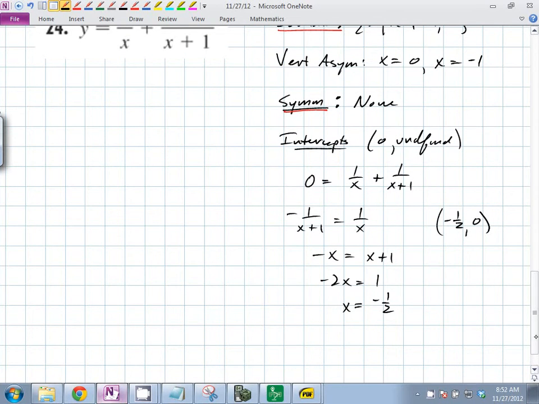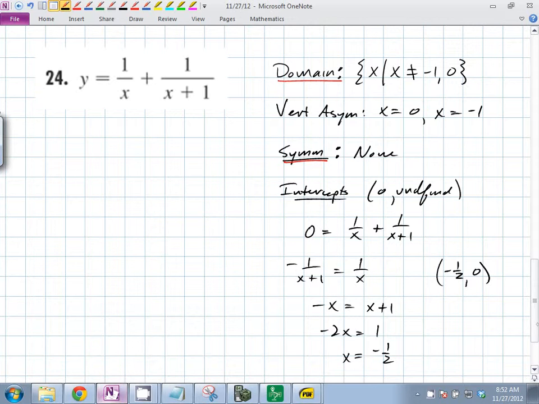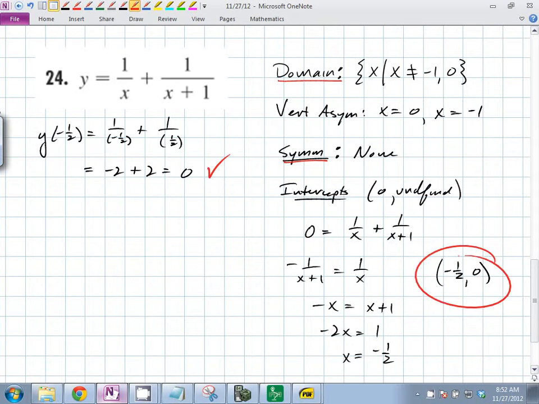Sure. What's y of negative a half? 1 over negative a half plus 1 over, what's negative a half plus 1? Right? So what do you end up with? Negative 2 plus 2 is? So did that check out? It did. So we do have an intercept at negative a half, 0. Is that helpful? Yeah. Find some things out before you immediately go to the derivative. Are you definitely going to have to do the derivative at some point? Yeah, but find some stuff out before then.